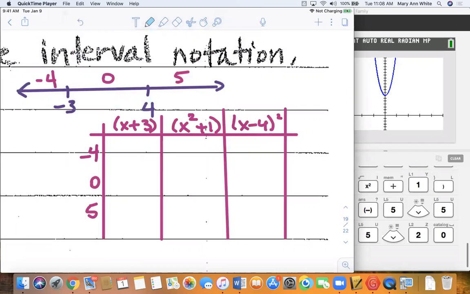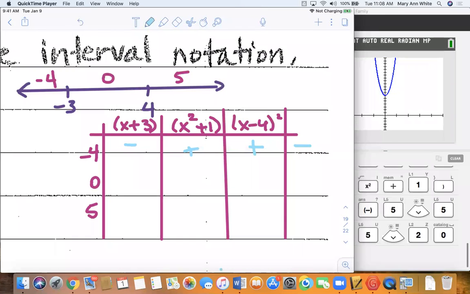So if I do -4 plus 3, that's going to give me a negative. -4 squared, well, that stays positive no matter what. And anything squared is always positive. A negative times a positive, well, the negative is reigning supreme there. So we're going to keep the negative there. If I were to multiply any negative times a positive number, I still get a negative number.